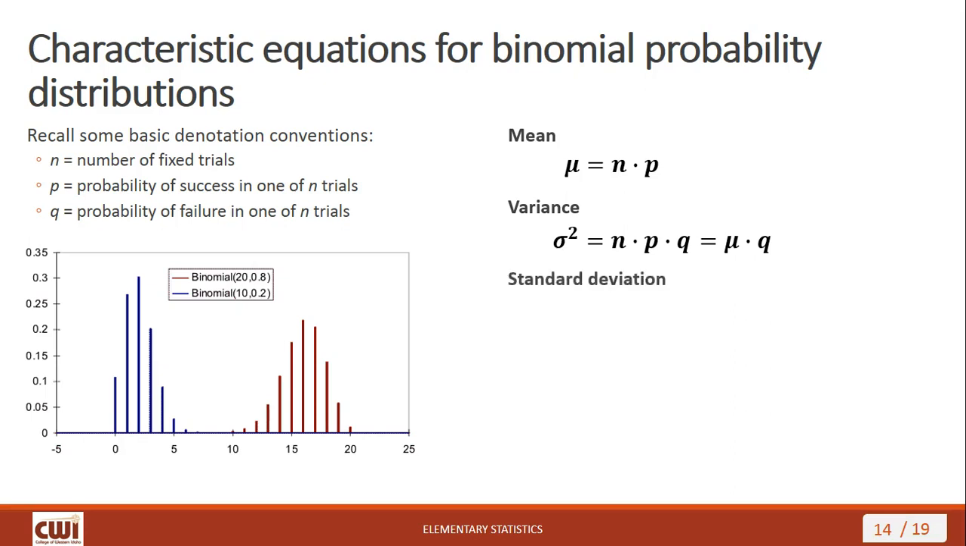The standard deviation, as always, is the square root of the variance. So we just take the square root of the product of the total number of trials, the probability of success, and the probability of failure. Or we could take the square root of the mean times the probability of failure. These three equations are pretty basic for describing binomial probability distributions, and you'll need to know them to answer questions on your assignments.